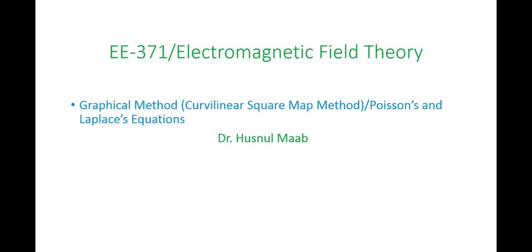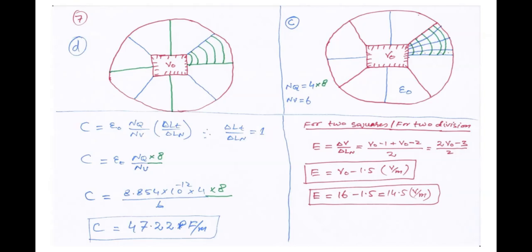In last lecture we have discussed the graphical method, how to apply the graphical method or curvilinear square map method to estimate the capacitance between two conducting boundaries. For that purpose we selected an example in which the inner conductor was in square form and the outer conductor was in cylindrical form. This represents a coaxial capacitor.